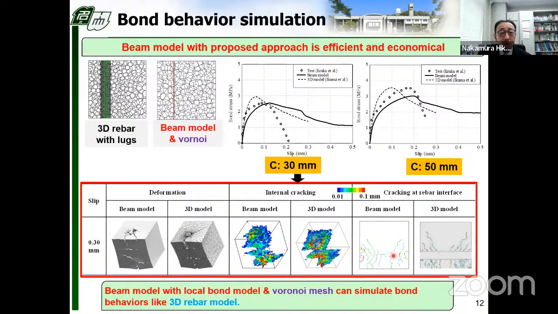And an important point is that the internal cracking pattern is also simulated like the 3D rebar model. Of course, the 3D rebar model models the lug, so it can simulate the stress transfer from the lug and reproduce the inclined crack from the lug part. But the beam model succeeds in simulating similar results to the 3D model.